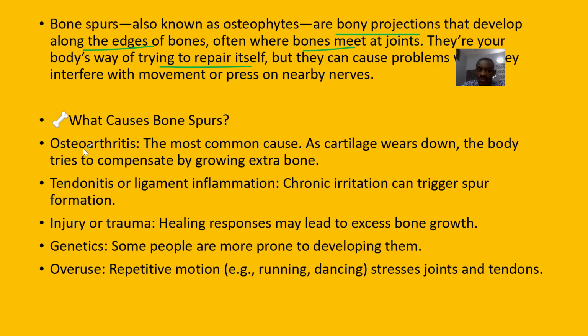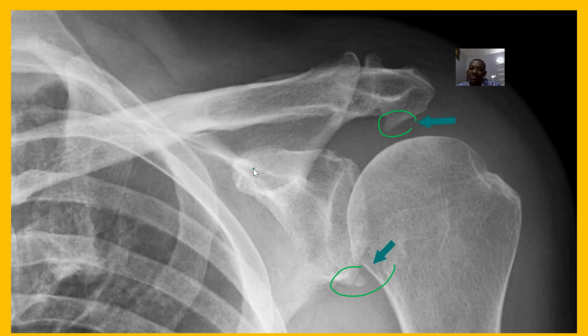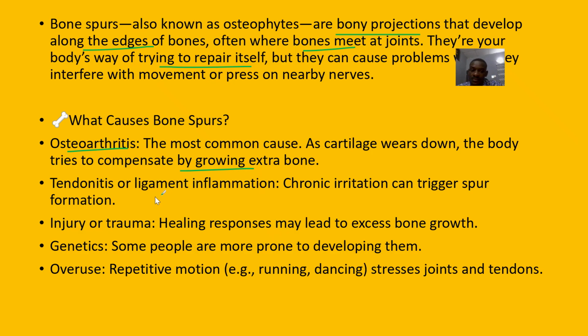So what causes the bone spurs is osteoarthritis. The most common cause is the cartilage wearing down. Then the body is trying to compensate by growing extra bone. So it's your body's mechanism of trying to handle issues. It could be tendonitis, could be ligament inflammation, could be injuries or trauma, could be genetics where the issue just runs in the family, could be overuse. So you have overused that joint. You understand? So you're having issues coming in.